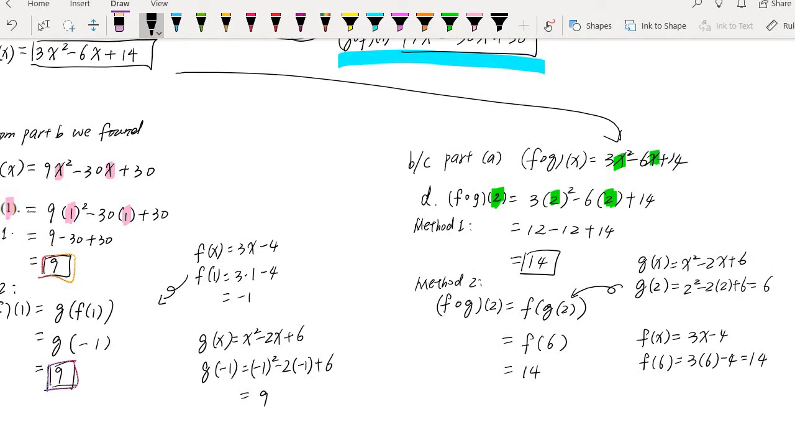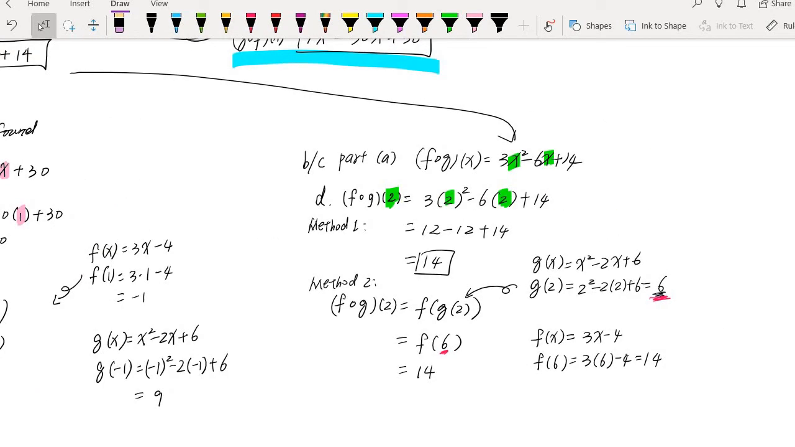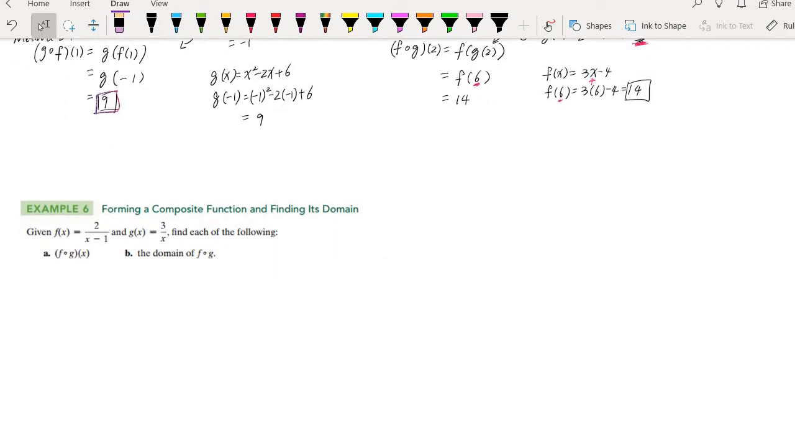And then here we have method 2. I just found the g of 2 first, which is 6 right here. Then I plug it in here, replace it, that will be a substitution. Once I did this, I found my f of 6 by plugging this 6 in for my x. If you look right here, I get exactly the same answer. Both solutions give the answer 14. If on your test you have extra time, I highly recommend you check your answer by using a different method. Alright, let's go ahead and work on example 6.